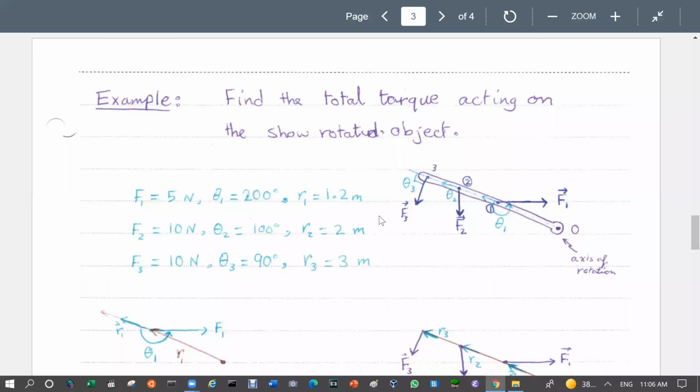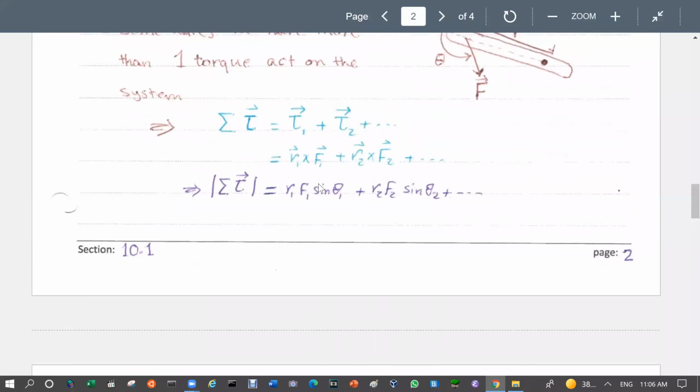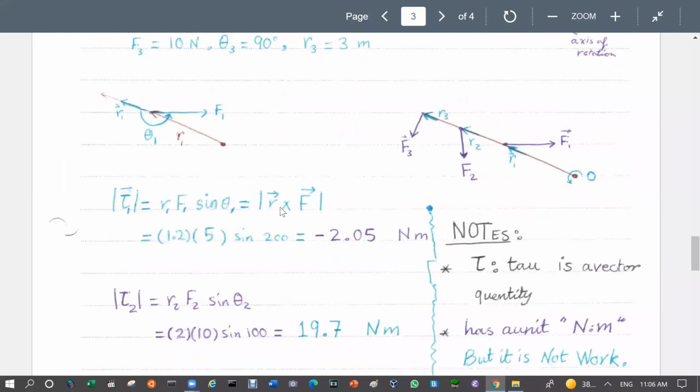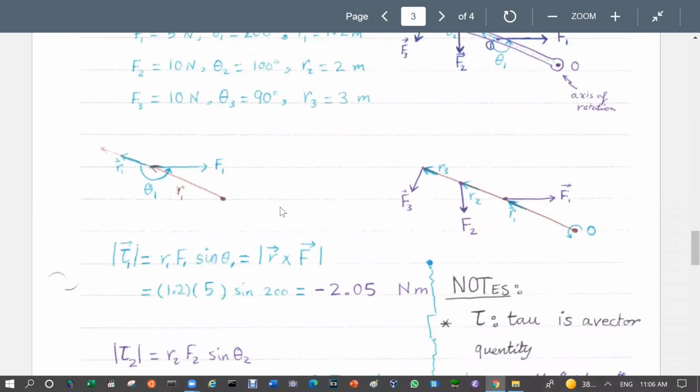The radius of the first force is 1.2 meters. The second one is 2 meters. The third one is 3 meters. Just the numerical values. And we have this relation. We need to find the total torque. That's it. Okay, let us do it.